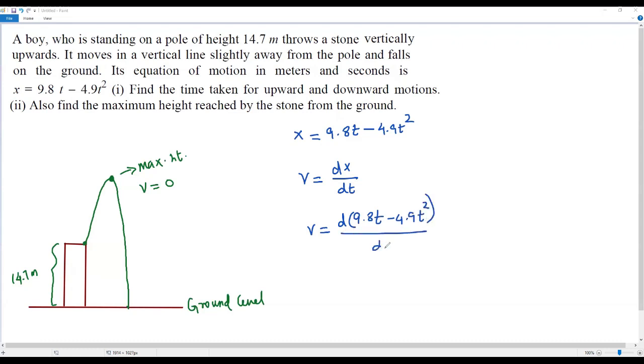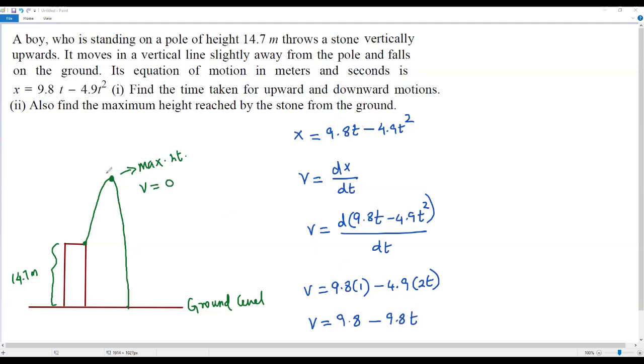When I find the derivative, 9.8 is a constant multiplied by the variable t, so we can keep the constant as it is. The derivative of t with respect to t is just 1. Now I keep the constant 4.9 as it is. The derivative of t squared with respect to t is 2t. Now let me simplify. So v is equal to 9.8 times 1, which is 9.8, minus 4.9 times 2t, which gives 9.8t. Okay, now I got the velocity.